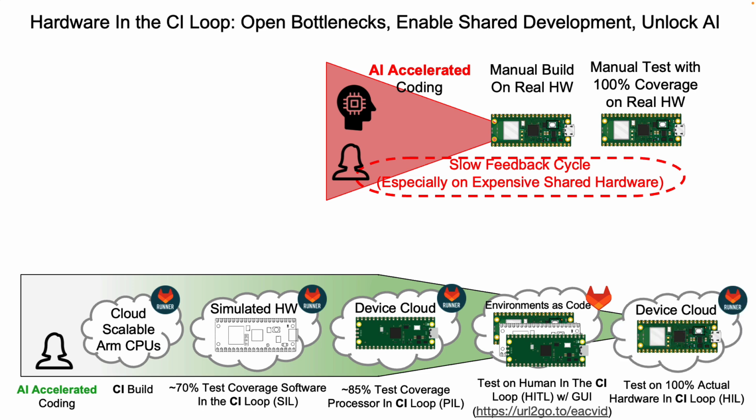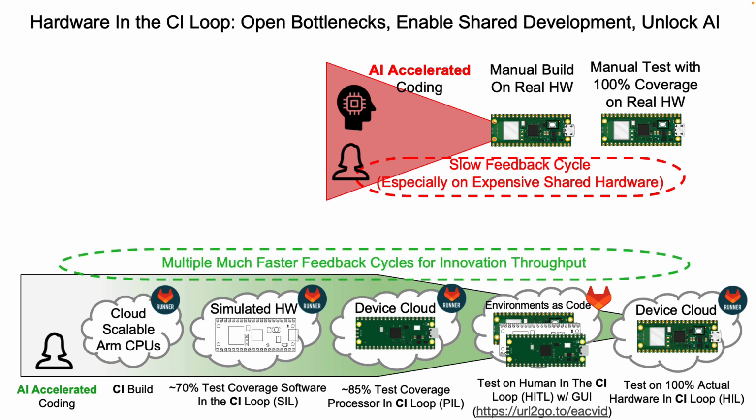Notice that our real hardware here at steps 3 and 5 are enabled by something that I call Device Cloud, which is a community component in GitLab. So when we get all of this hardware capability in the loop, we have a much faster feedback cycle because things move quickly, automated. We can have much better utilization of the end device.